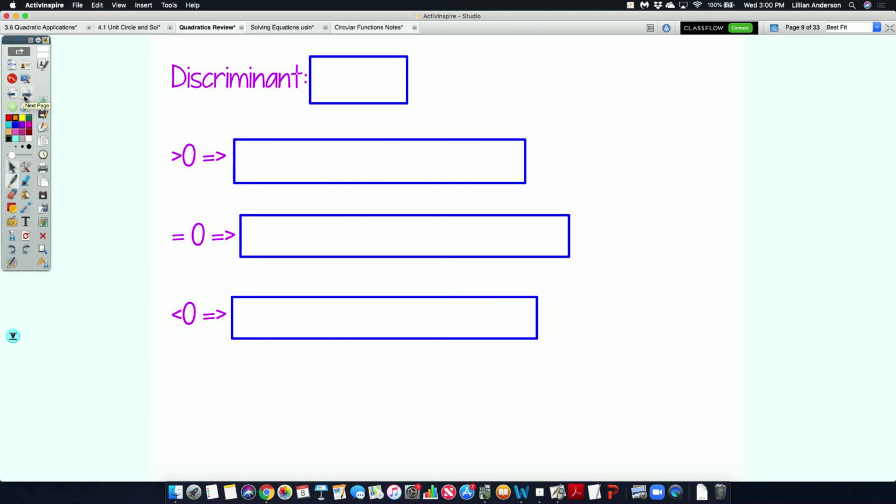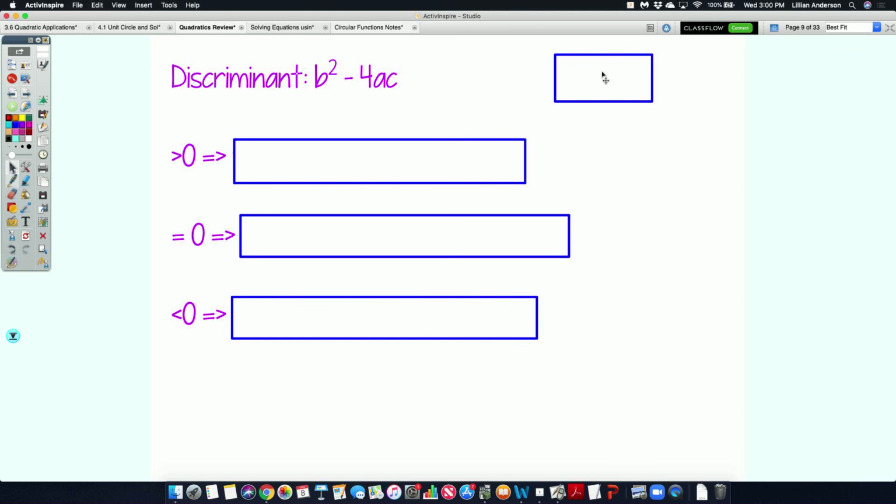Alright, here we go. Discriminant was another part of quadratics. What was the formula for discriminants? b squared minus 4ac. That's the part that's underneath the square root in the quadratic formula.